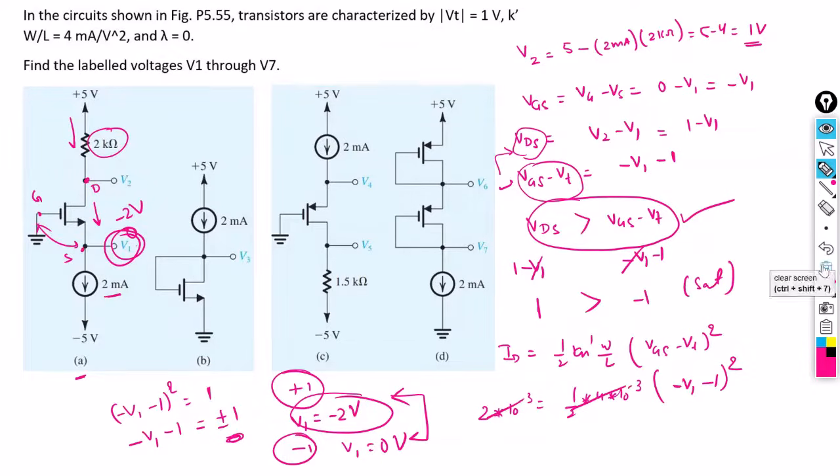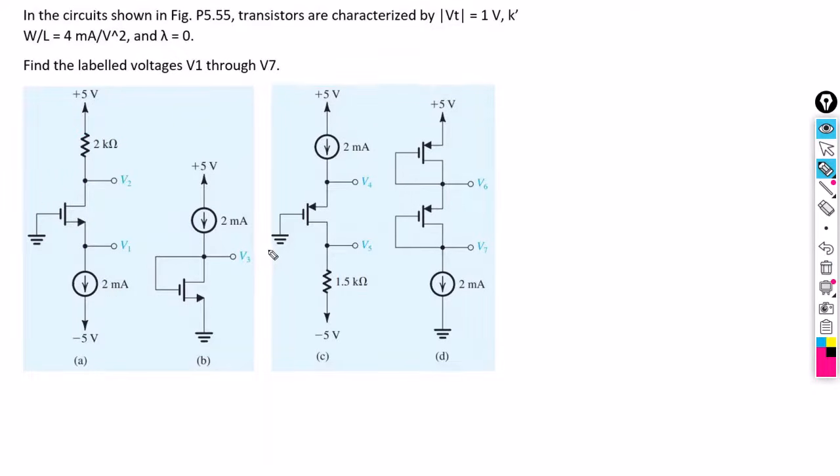Now let's go to figure B of the question. We have to find out this V3 voltage. As you can see, the gate and drain terminals are both connected to each other. So VGS will be equal to VDS, which means the transistor will be biased in saturation region only if the transistor is on.